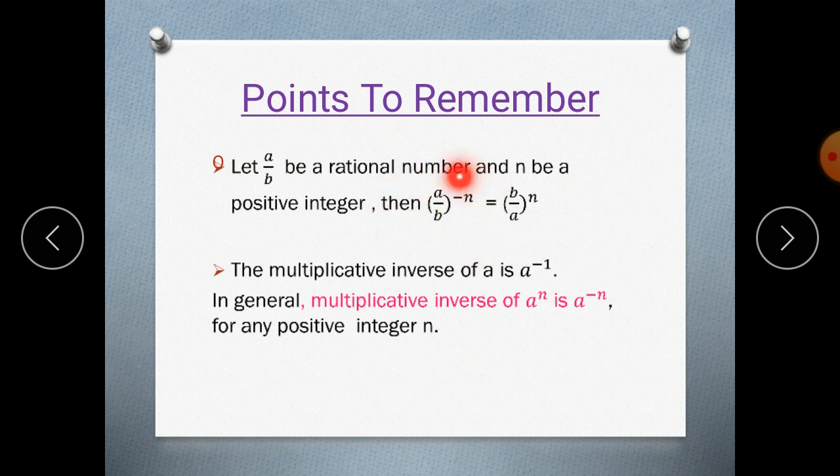Now you have your exponent as negative. If I want to convert my negative exponent to positive, I just have to take the reciprocal of my base. So for a upon b, the reciprocal will be b upon a. And the multiplicative inverse of a is a raised to minus 1. In general, the multiplicative inverse of a raised to n is a raised to minus n. Whenever you are asked to find the multiplicative inverse of any exponent, you just have to change the sign of the exponent from positive to negative or negative to positive. And if you are asked to convert the powers from negative to positive, you have to take the reciprocal.